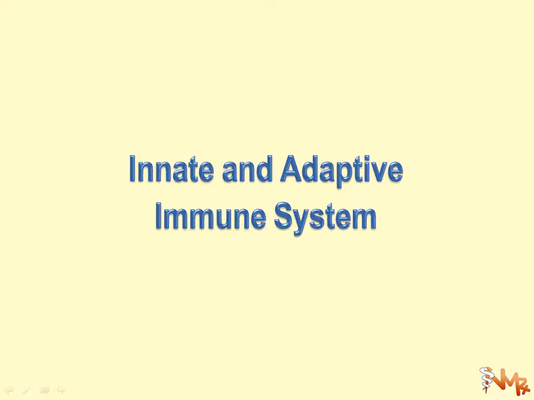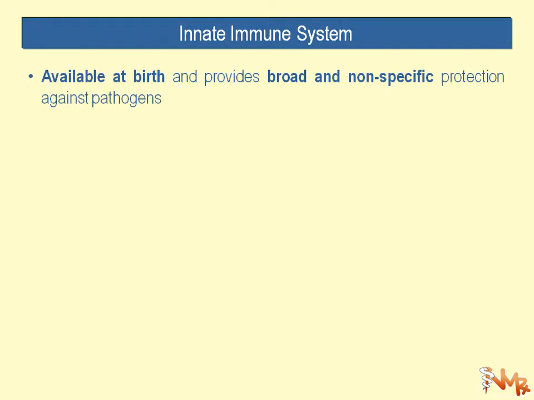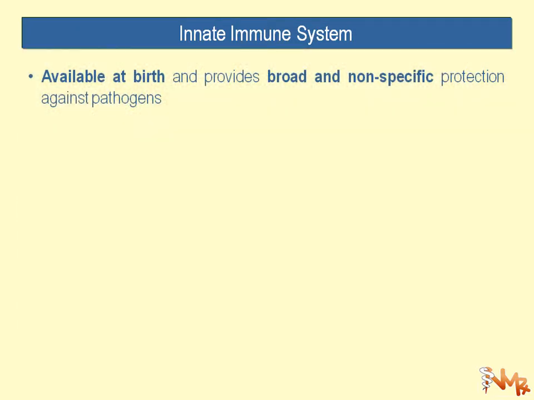Let's talk a little about innate and adaptive immune system. I'm gonna touch base with this a little later as we learn a little more about the basics that we have to know about the immune system. So first and foremost, what is the innate immune system? This system is the more primal of the two systems. It is available at birth and provides broad and non-specific protection against the pathogens. This is the system that even the lower organisms have.